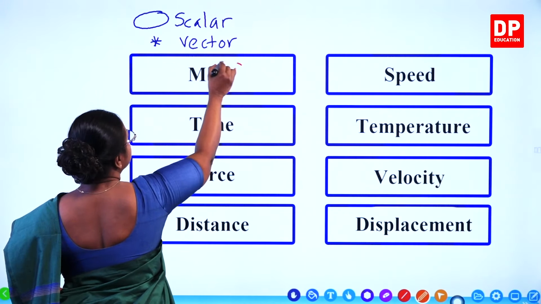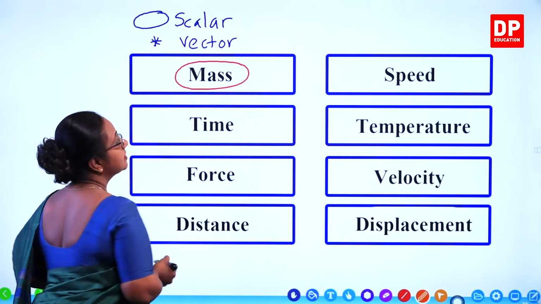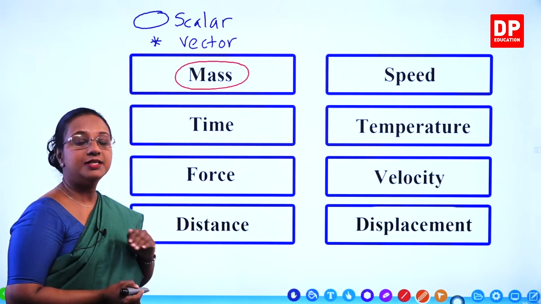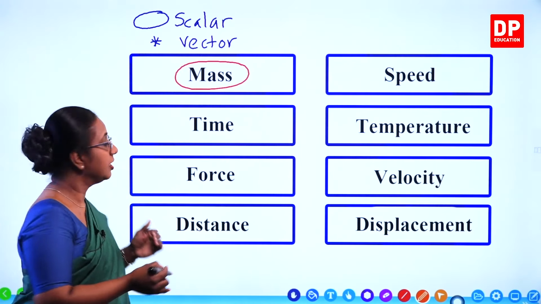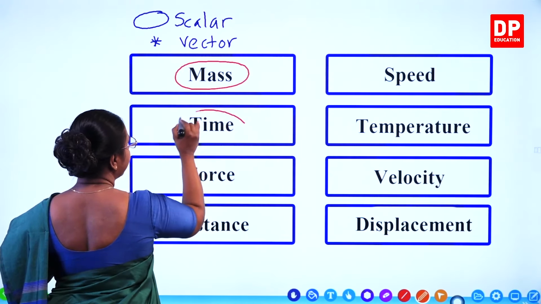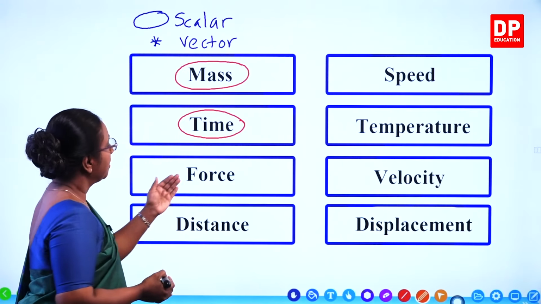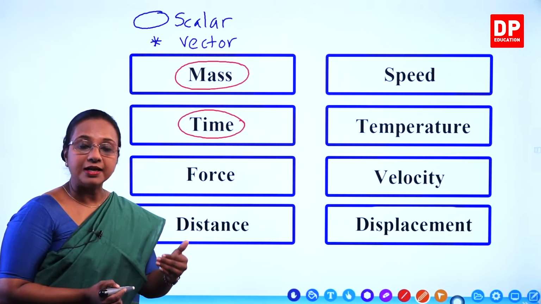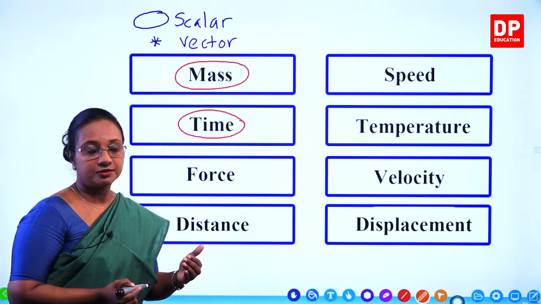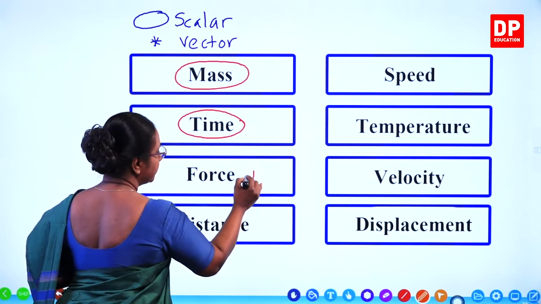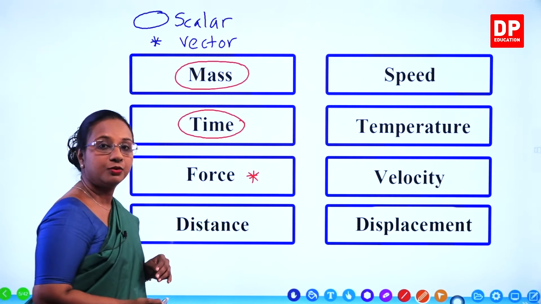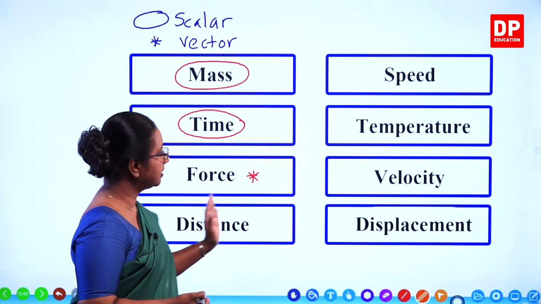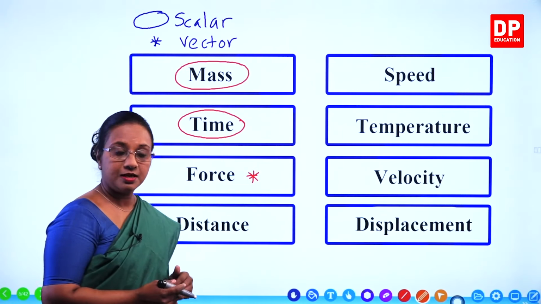So mass is a scalar quantity. Time, as you all know, does not have a direction, therefore it is a scalar quantity. But as we discussed before, force has a magnitude and a direction. So therefore, this is a vector quantity. Now these are two new things, distance and displacement.